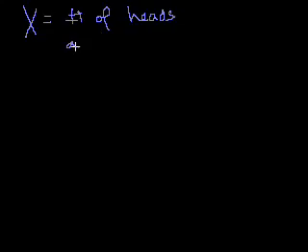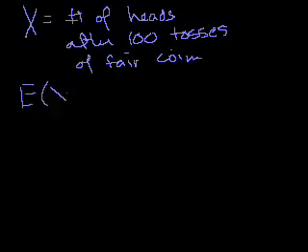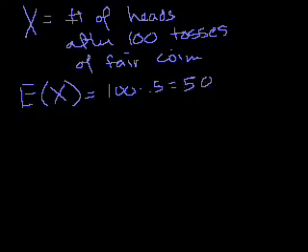So the law of large numbers will just tell us that, let's say I have a random variable x equal to the number of heads after 100 tosses or flips of a fair coin. Well, first of all, we know what the expected value of this random variable is. It's the number of tosses, the number of trials, times the probability of success of any trial. So that's equal to 50.